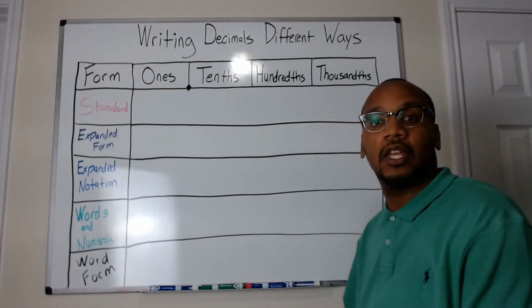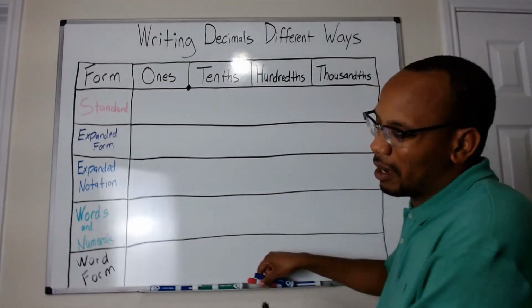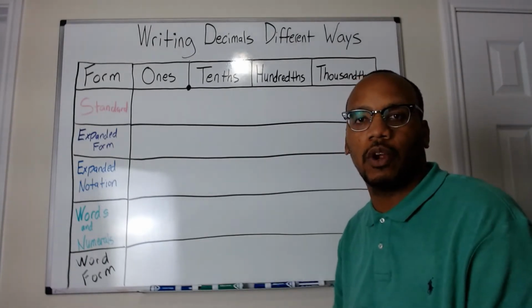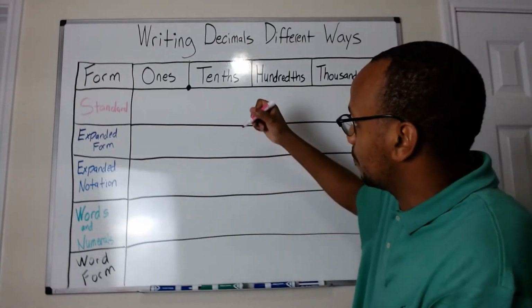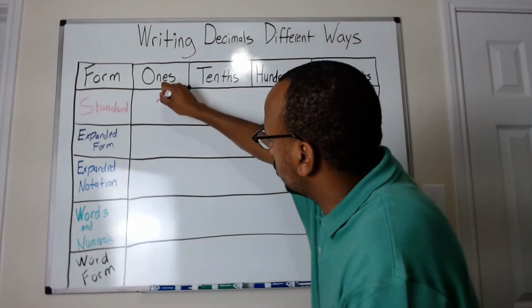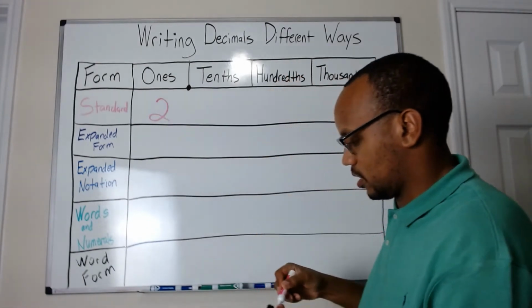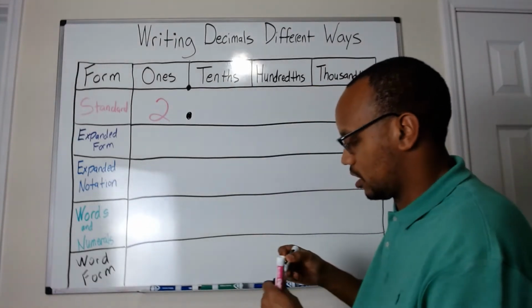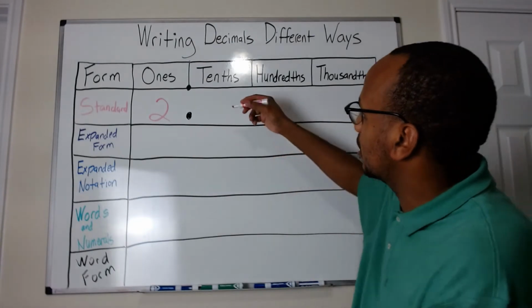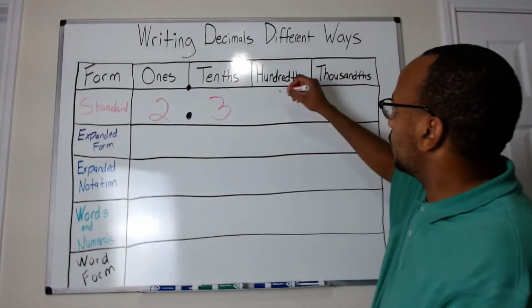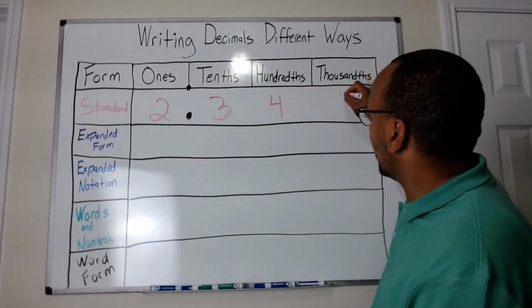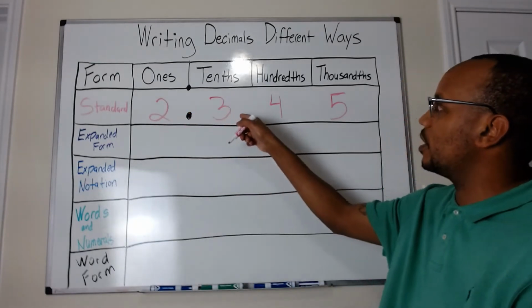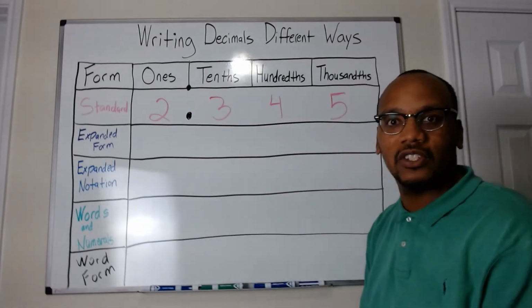So basically with this example, you are going to be able to go from one form to the other. Let me start out with an easy decimal. Let's say 2 and 345 thousandths. So in standard form, that's a 2 in the ones place, decimal point, a 3 in the tenths, a 4 in the hundredths place, and a 5 in the thousandths place. This is how that number looks.